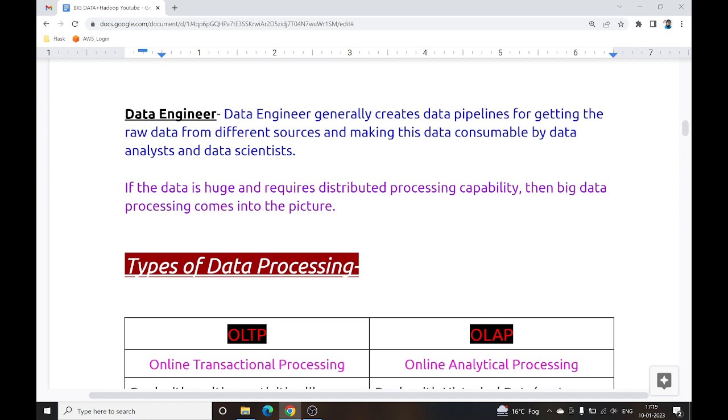If the data amount is very huge, if the volume is high, if the varieties are different, we need to create data pipelines so that the data we are preparing can be consumed by data scientists or data analysts. In the phase where we create the data pipeline, we make the data into a format where it can be consumed by data analysts and data scientists. If the data is huge and requires distributed processing capability, we will discuss what exactly distributed processing capability is. Then big data comes into the picture.